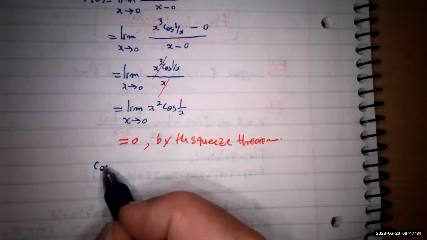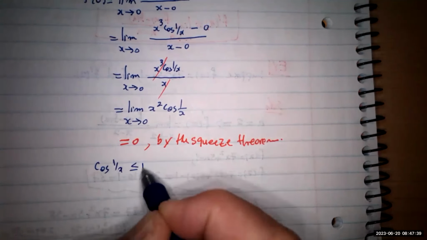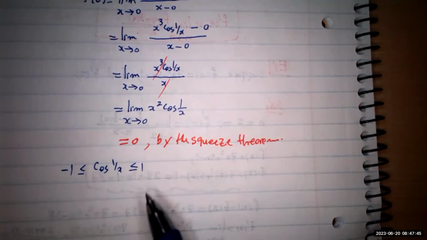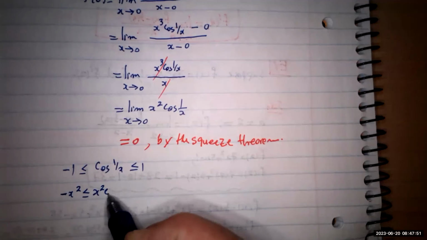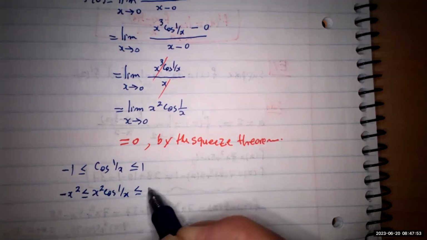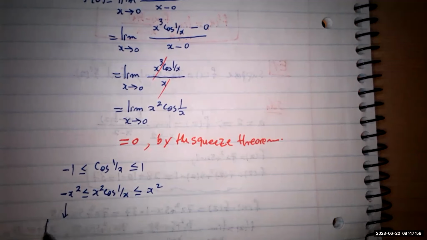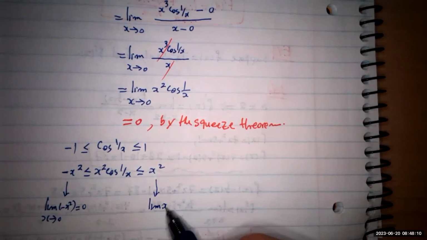So we let the cosine of 1 over x be between 1 and -1. And since you want x squared times it, you multiply by x squared. It's going to be negative x squared less than or equal to x squared cosine of 1 over x, less than or equal to x squared. Then we find the limit of the function on the left, the limit of negative x squared as x goes to 0, which is 0. We find the limit of the function on the right, the limit of x squared as x goes to 0, which is equal to 0.